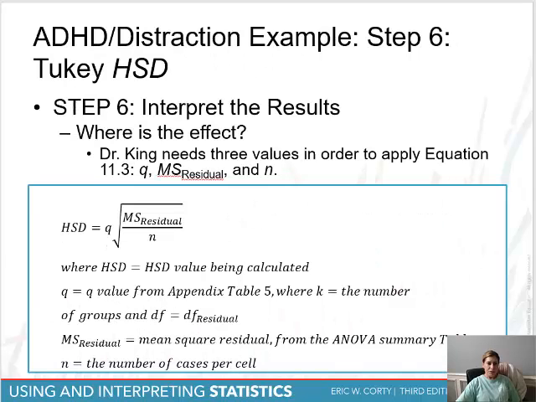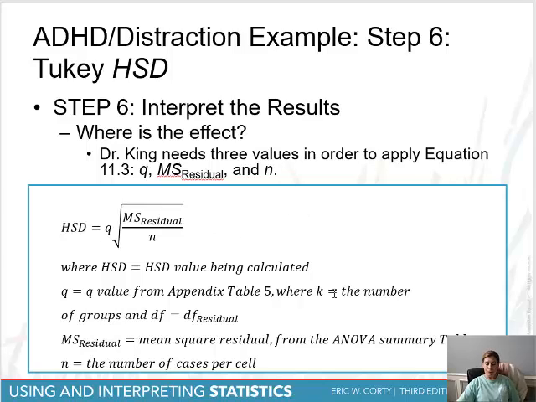The last thing that we do is find which means are different from one another. And just like the one-way ANOVA, we're going to use a Tukey test. It's a post hoc test. And it's going to tell us exactly which means are different from one another. And again, why do we do this? Well, a Tukey test is going to tell us which means are different while controlling for type 1 error. So to find that honestly significant difference, we have to find Q. Q is a value we get from the appendix in the back of the book.